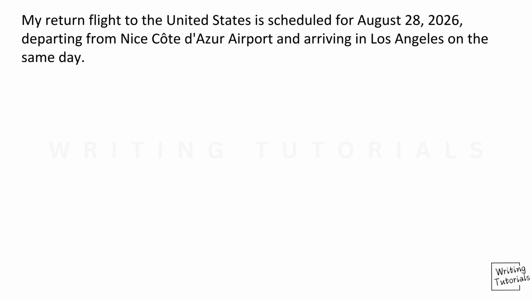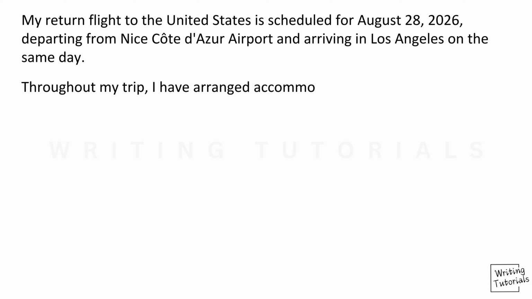The paragraph reads, "My return flight to the United States is scheduled for August 28, 2026, departing from Nice Côte d'Azur Airport and arriving in Los Angeles on the same day." A clear return plan helps strengthen the credibility of the application. Travel arrangements and visa compliance. Next comes the paragraph confirming the applicant's preparations.